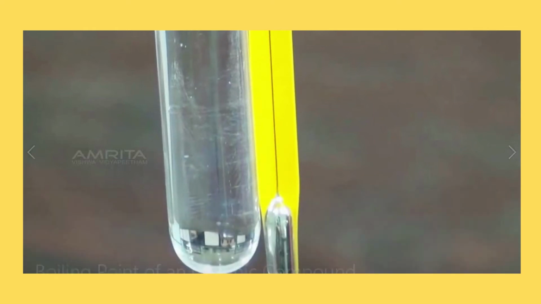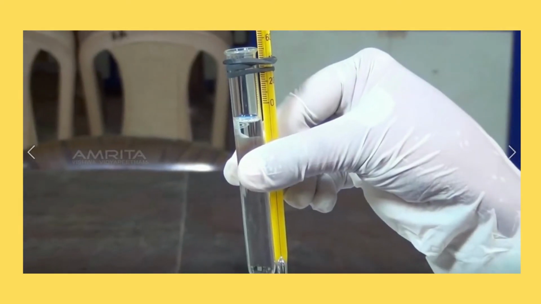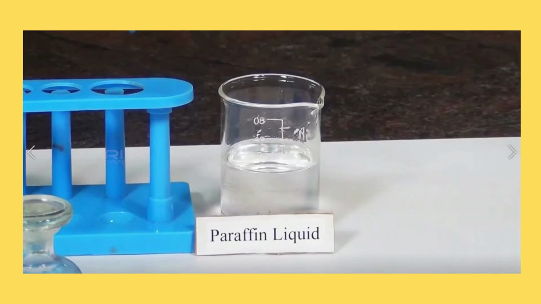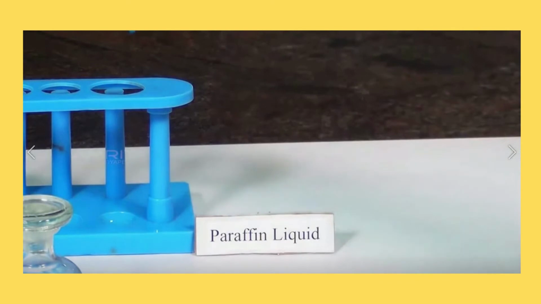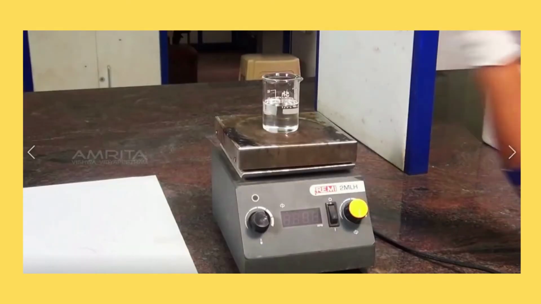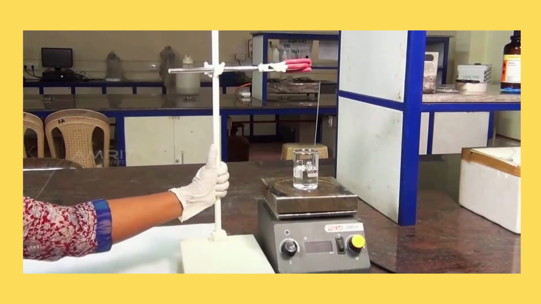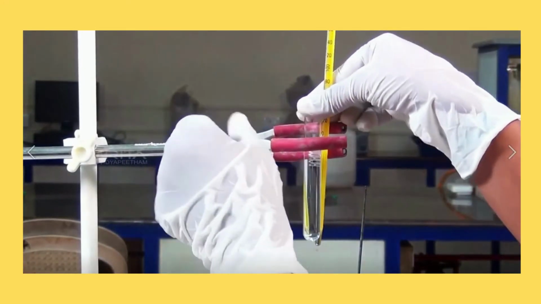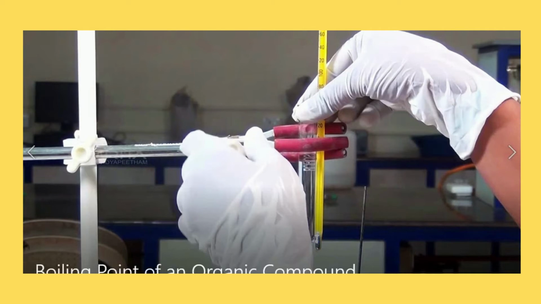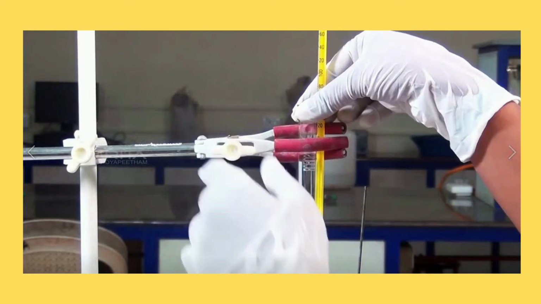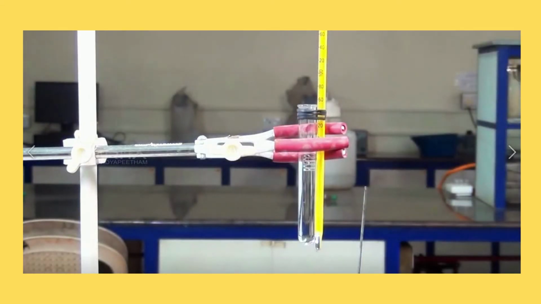Now take paraffin liquid in a 100 milliliter beaker and keep it on the hot plate. Place the stand beside the hot plate and attach the thermometer and test tube with a clamp on the upper part of the hot plate.